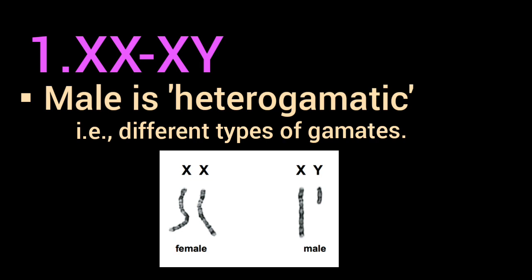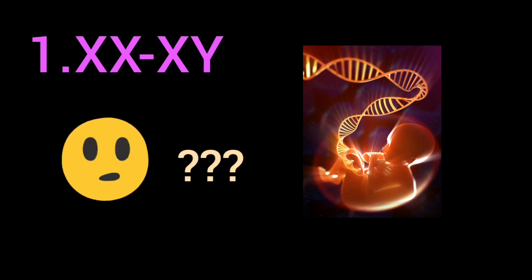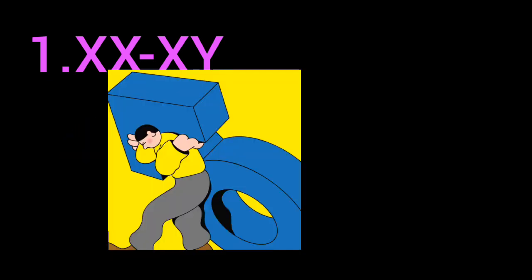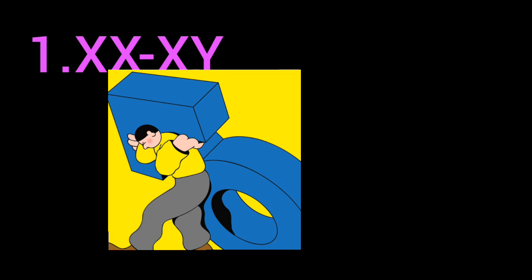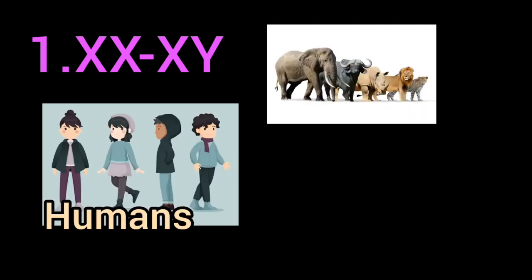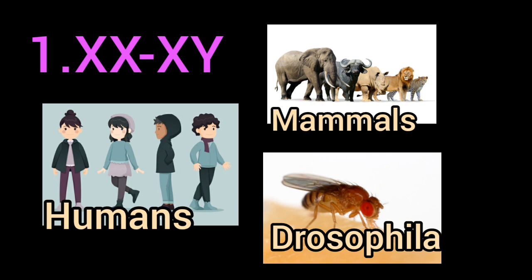Now, you tell me, students, what do you think? Who out of male and female is responsible for the sex of the baby? I think I don't have to mention it here. It's a no-brainer. We have learned this from our lower classes that the male is responsible for sex determination of the baby. Yes. So the examples for XX and XY pattern are human, of course, some mammals and Drosophila, yes, which is the fruit fly.